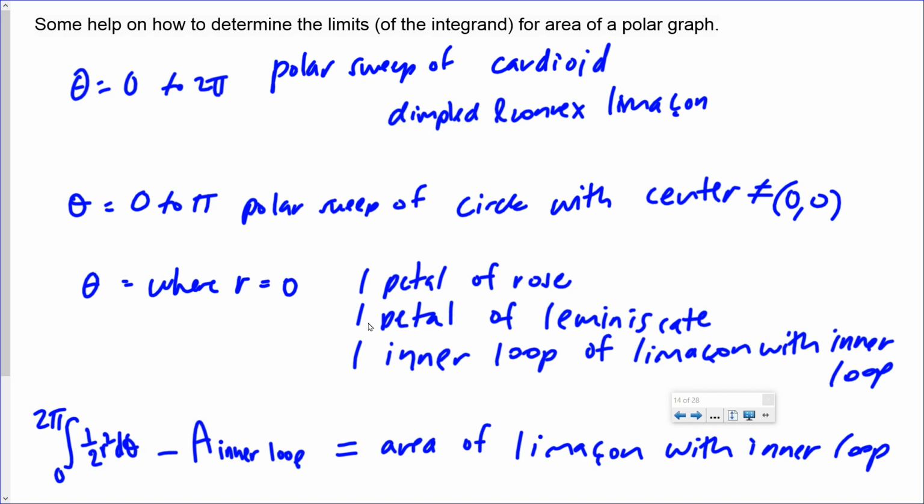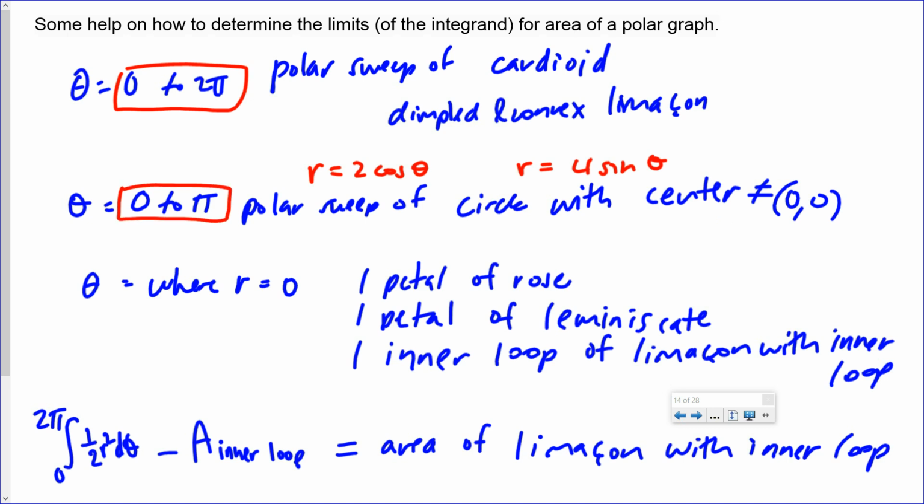But this is really important because the limits are the hardest thing to figure out, those angle limits. If you have a cardioid or a limaçon, it's always going to be 0 to 2 pi. So even though they're terrible to draw, those are actually the easiest to get for the limits. If you have a circle with the center not equal to 0, like r equals 2 cosine theta or r equals 4 sine theta, those circles that are on your discovery sheet, the period just goes from 0 to pi. Even though you think it's 0 to 2 pi, it's not. Even though it's a circle, it's 0 to pi.